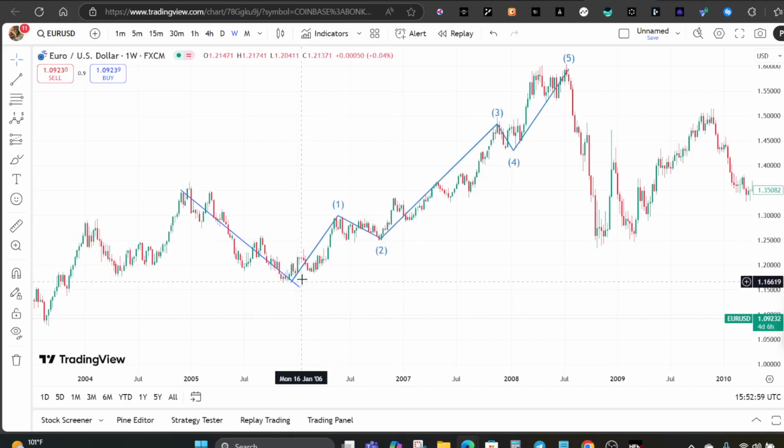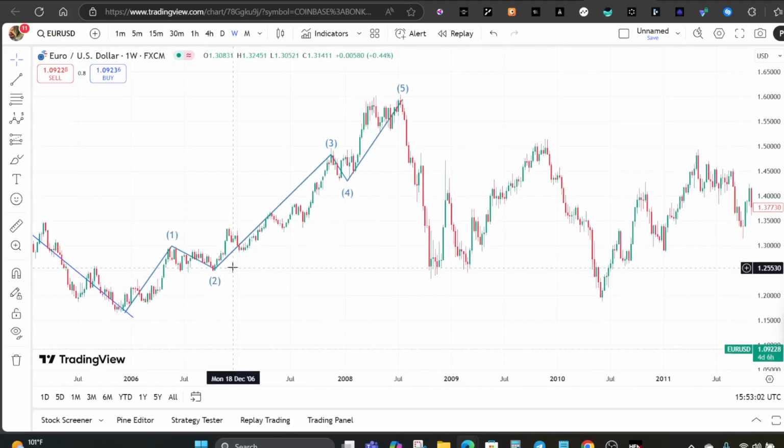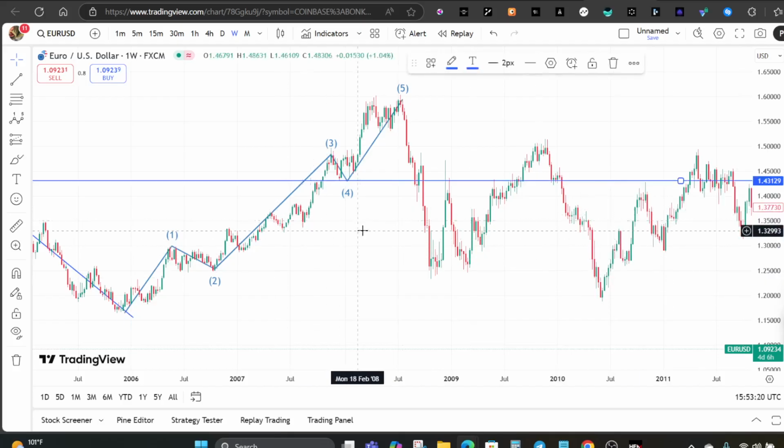start of wave 1. Then wave 3 is the strongest wave. This is where traders see the biggest move. Then wave 4 is just another correction, but it doesn't overlap wave 1. You can see that this is where wave 4 ended, somewhere around here, and wave 1 started somewhere around here.